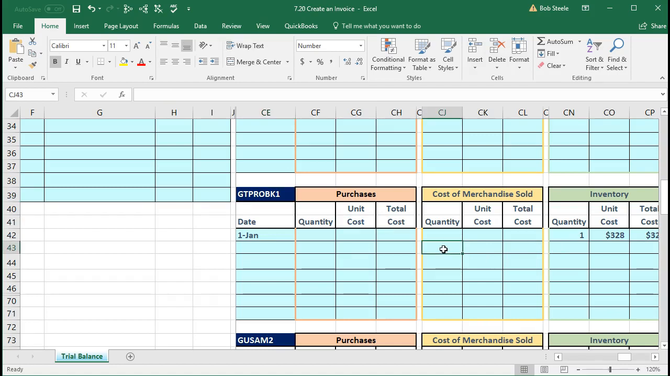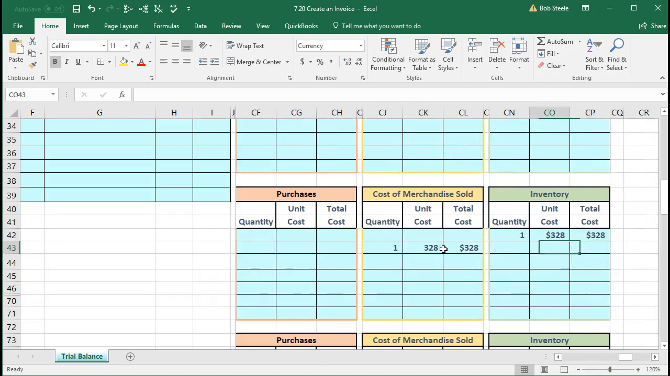So we are in J43, and we're going to say we sold one of those, and the sales price is just going to be that 328. And then if we multiply that out, we've got 1 times 328. That's the cost of goods sold that we figured out that we actually already put on our journal entry. This is how we could work it up and back up that journal entry.